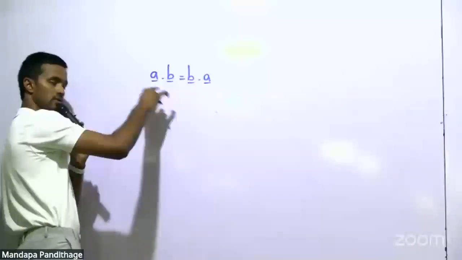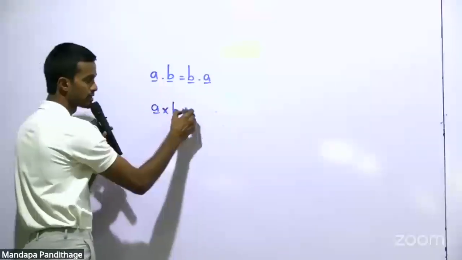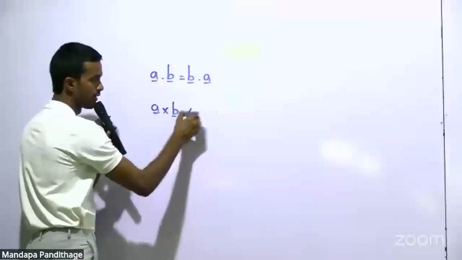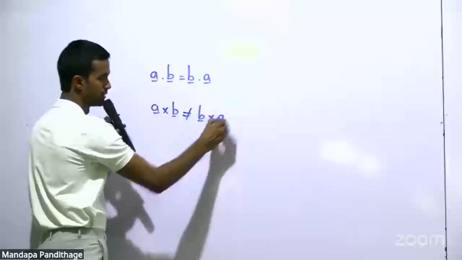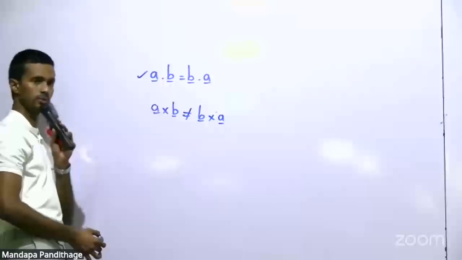Why is this not normal? Because if you consider the cross product, A cross B is not equal to B cross A. So that's why this is given as a property. So we call it the commutative property.